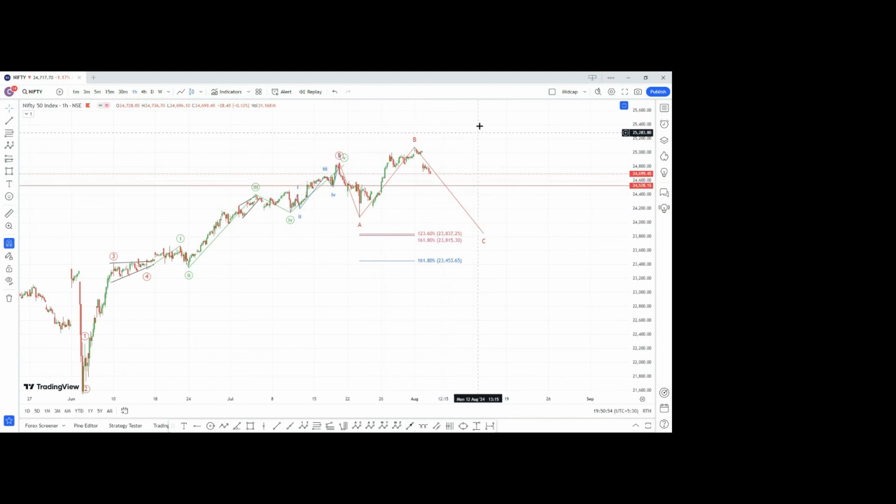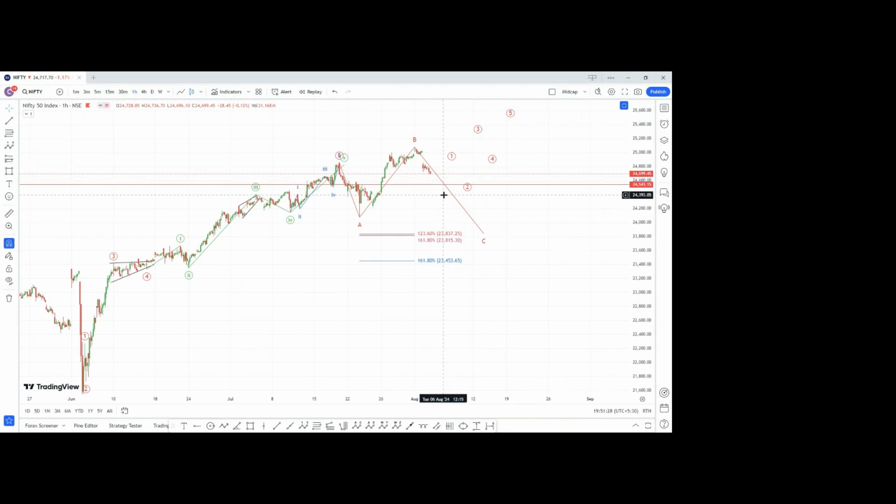24,540 was the zone. Let me redraw it again. I don't want to mess with the Fibonacci levels here. So yeah, 542, 543, or 540 is the zone where we should stop, and then we should start reversing. And the reversal should be 1, 2, 3, 4, 5. If we start to reverse from here, it should be 1, 2, 3, 4, and 5. So in this manner, we are supposed to go up.